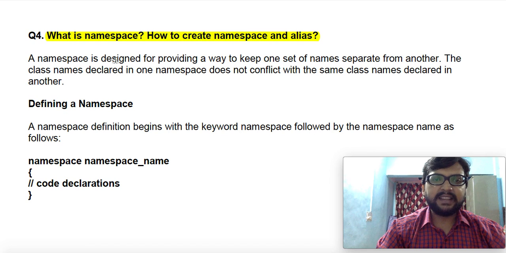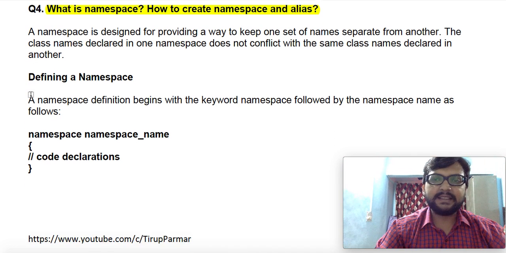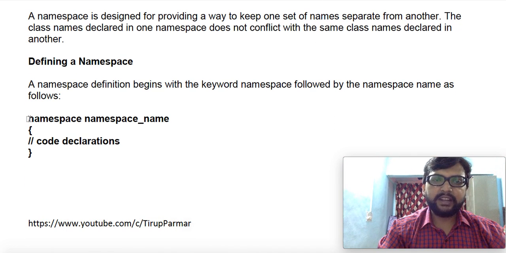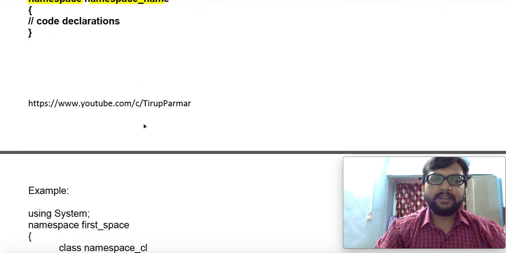A namespace is designed for providing a way to keep one set of names separate from another. The class names declared in one namespace do not conflict with the same class name declared in another namespace. Remember, this is one of the most important parts. This is the syntax for how to create a namespace: we just type namespace, then write the name. Any customized name is allowed. Let's have a look at the example.